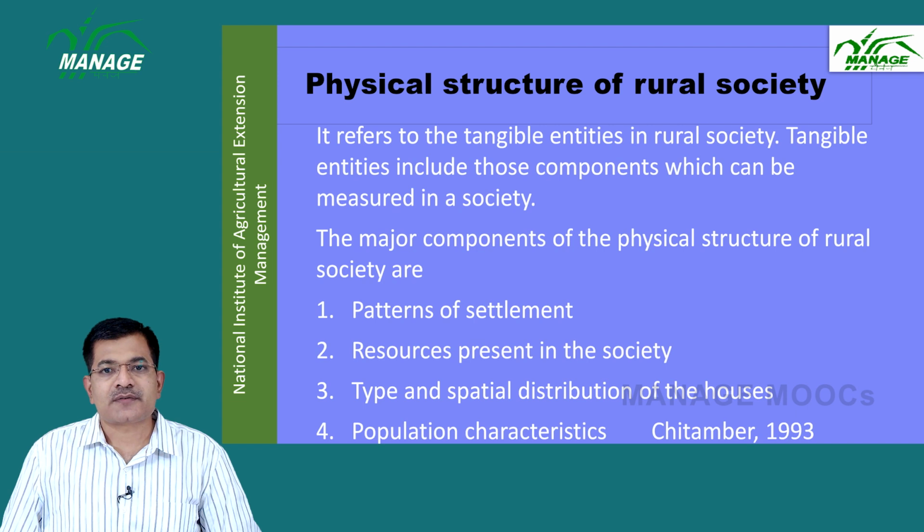The physical structure of a rural society is predominantly the tangible entities in a rural society, and these tangible entities include the components which can be measured in a society. The major components of physical structure of rural society are mostly the patterns of settlement. This defines a village or a village life, and then the resources that are present in the society, and the type and spatial distribution of the houses, and the population characteristics.